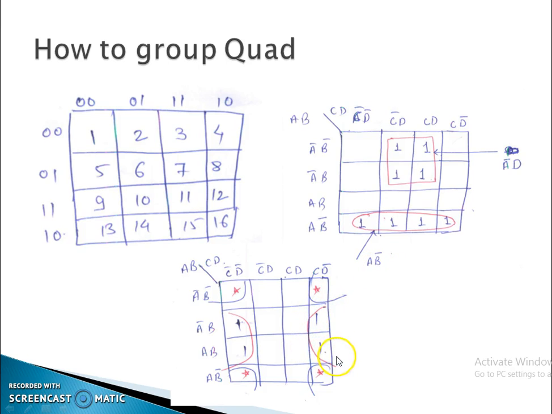We can make the chord like this also. If there are 2 ones here, 2 ones here, so we can make chord of it. If ones are on the corner of this K-map, then we can make chord of this also. For this group, the Boolean expression will be B and D complement. For this corner, it will be B complement, D complement. Okay.